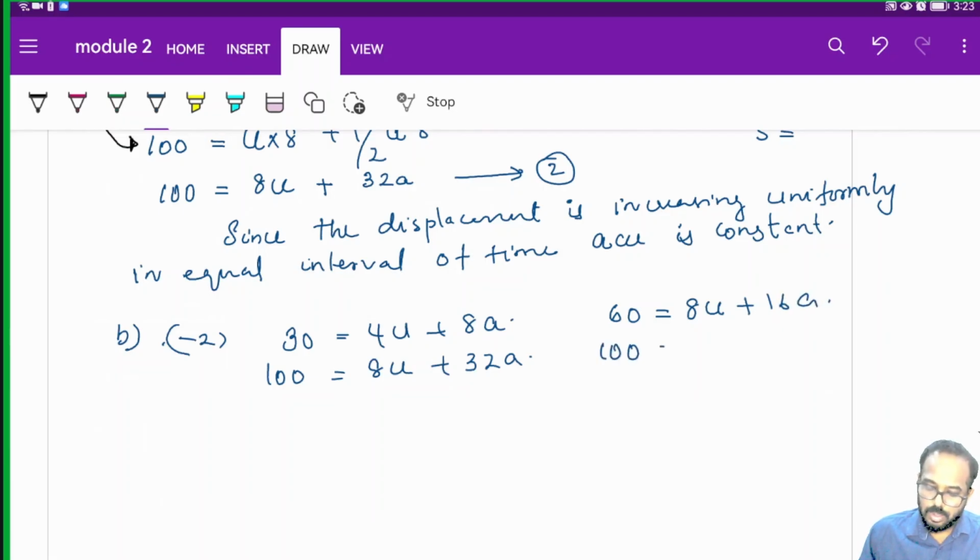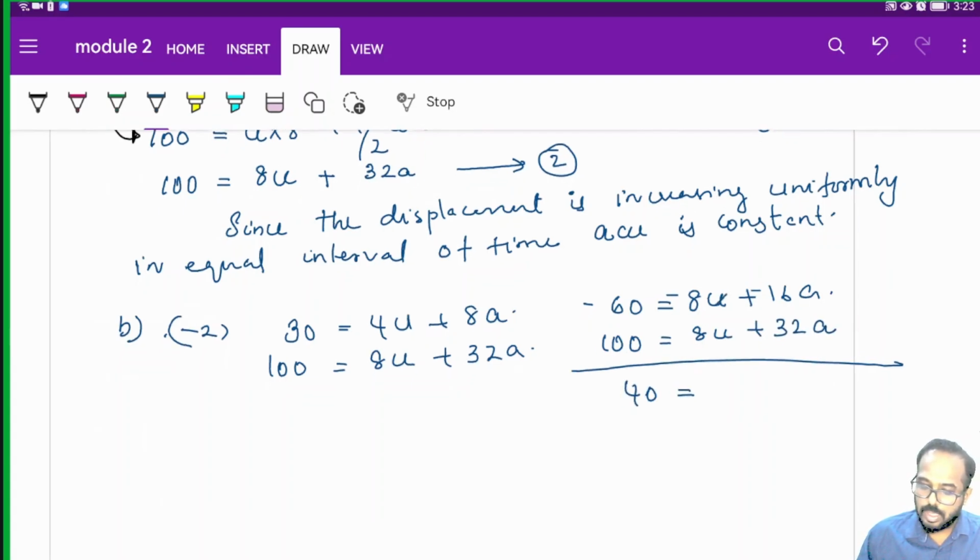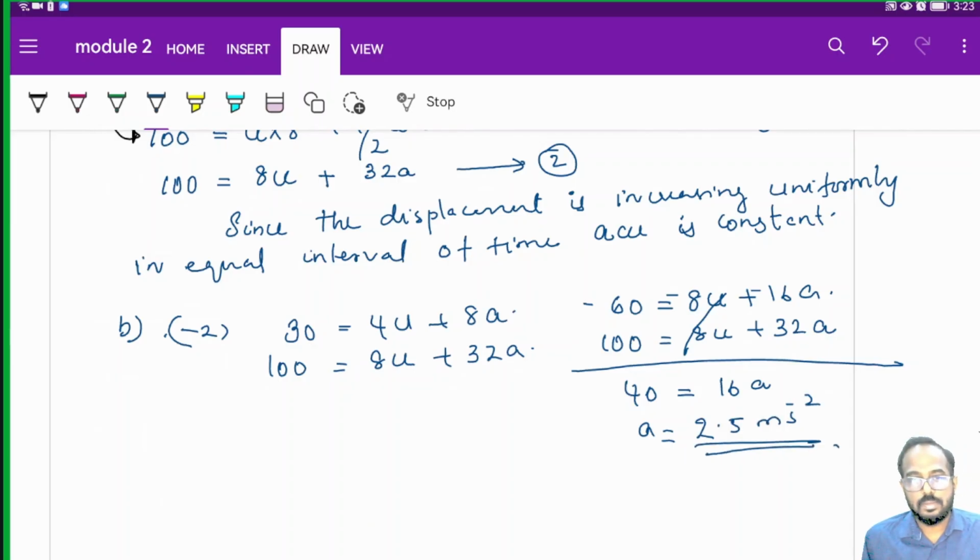Minus 60 is equal to minus 8u minus 16a. And 100 is equal to 8u plus 32a. So when you add, 40 equals, the u terms get cancelled, and 16a. So a is equal to 40 divided by 16, which is 2.5. 40 divided by 16, 2.5. Acceleration is 2.5 meters per second square. This is the answer.